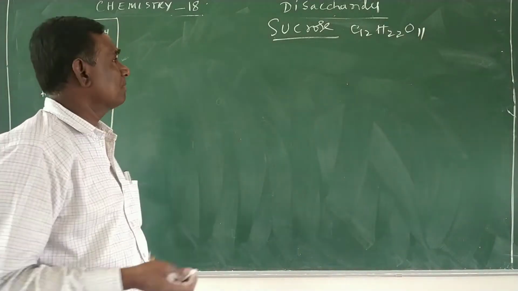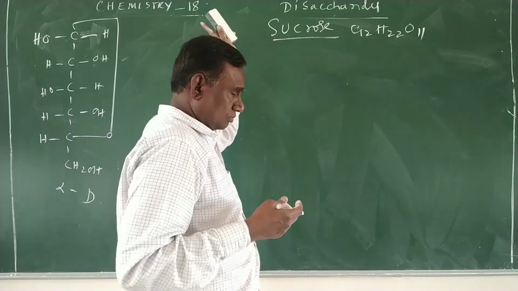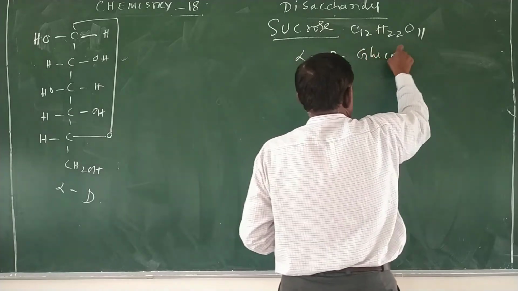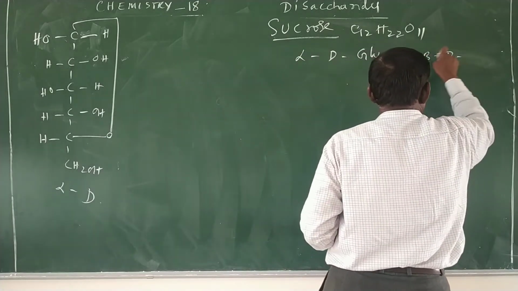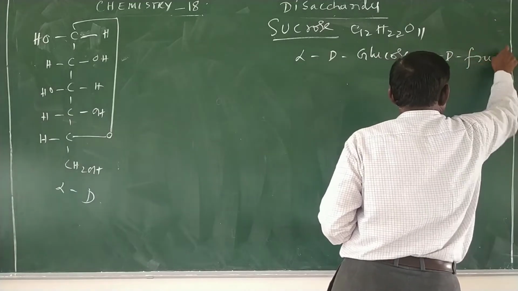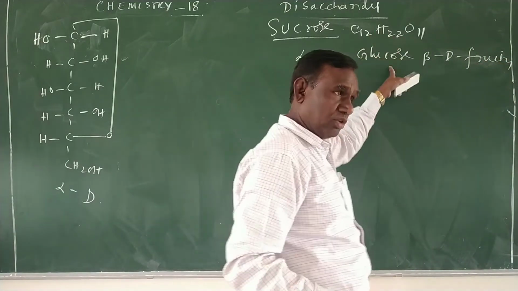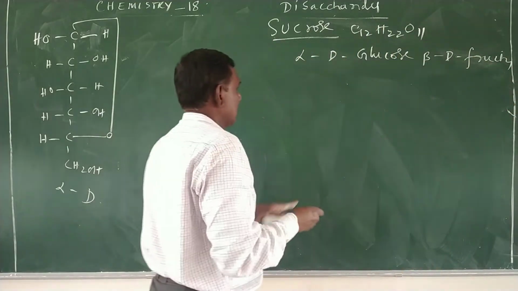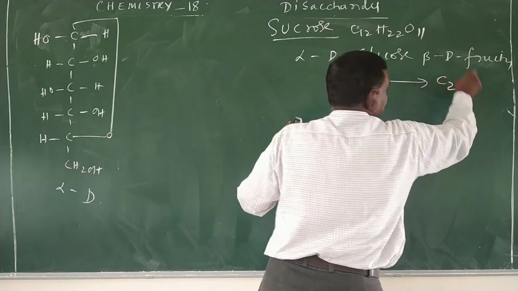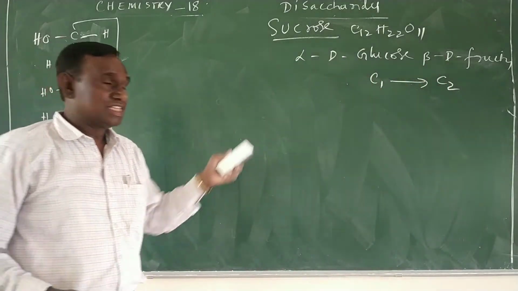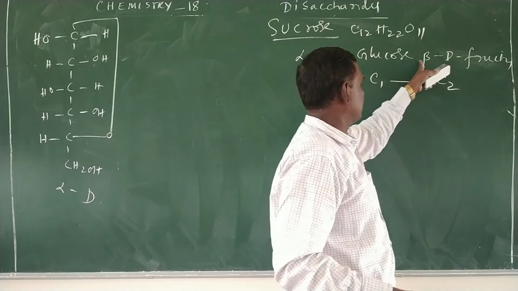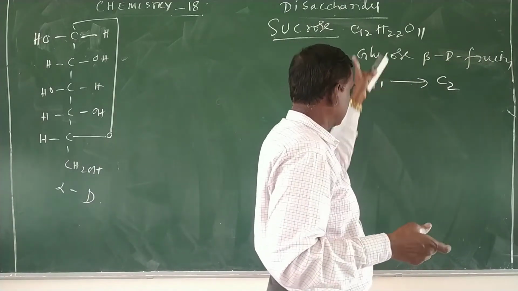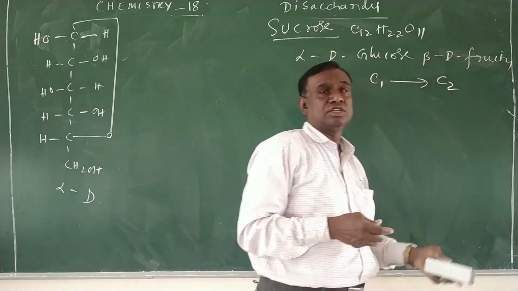It is made up of alpha D glucose with beta D fructose, that means alpha D glucopyranose with a beta D fructopyranose ring, where C1 is linked with C2, not C4. Remember, C1 of alpha D glucose is linked with C2 of beta D fructose.